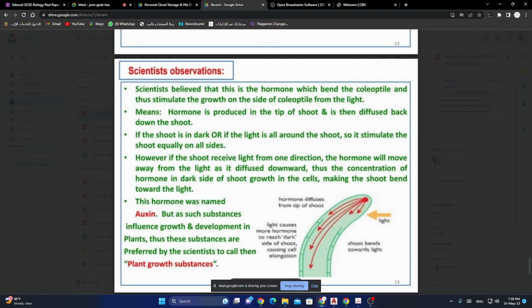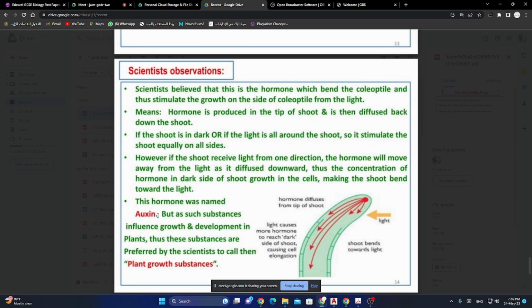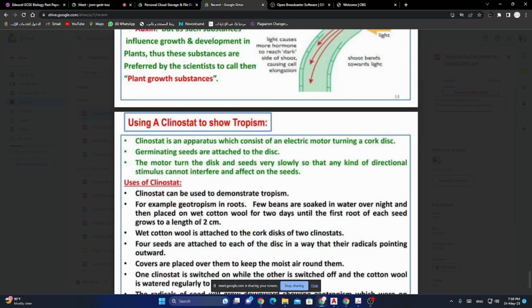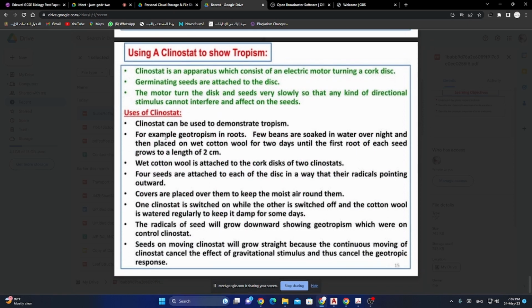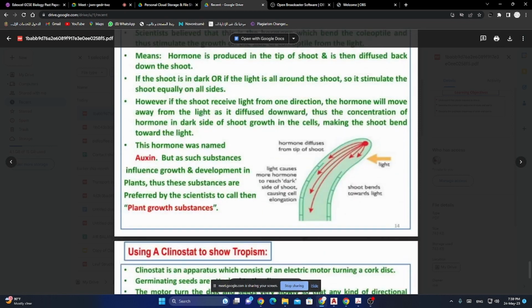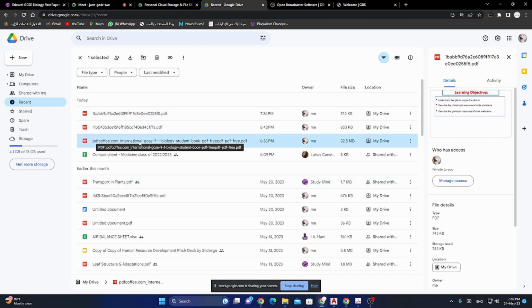So that's going to cause the shoot to bend to the right. This hormone, this chemical, is called auxin. This chemical that's causing all of this, that's causing phototropism. Okay, this should be it for this part.